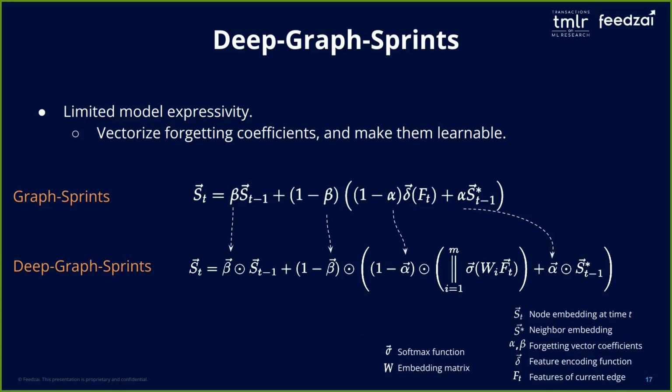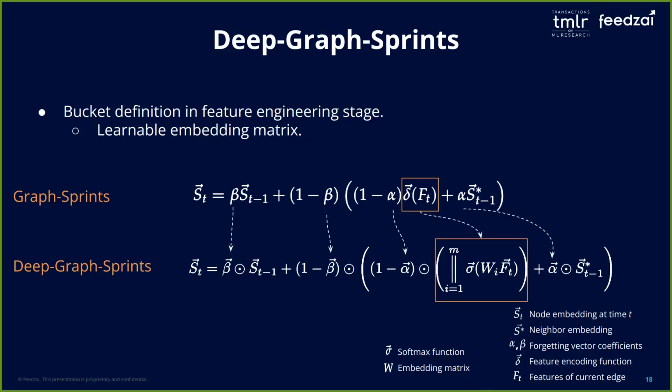To address this, we transform the forgetting coefficients to vectors having one element per embedded feature, and also, to avoid the tuning of alpha and beta, we make them learnable, as we will see in a bit. The second limitation is having to define the edges of the buckets in the encoding function delta. To address this, we replace the delta function with a learnable embedding matrix W that maps the input features into an embedding space. This has several advantages.